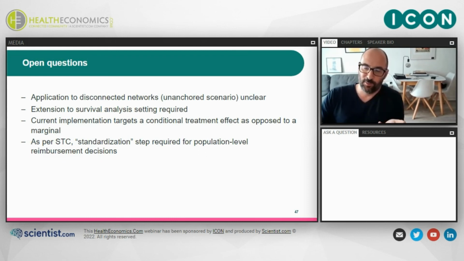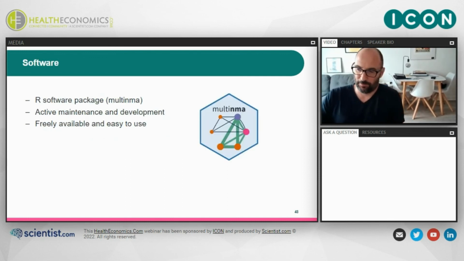This is a relatively new approach, and this is an active area of research, and there are still some important open questions. These include: how does this apply to disconnected networks or unanchored scenarios that Matt has talked about? It's still open research on how to apply this to survival data. And there's an ongoing statistical issue you hear about at conferences about which is better, a conditional treatment effect as opposed to a marginal one. And also, how do we standardize? Well, these are more technical issues.